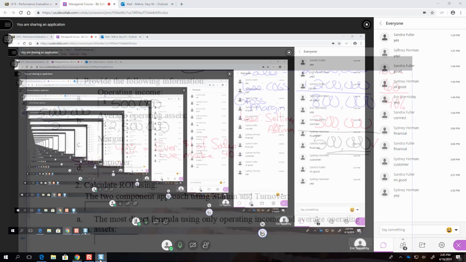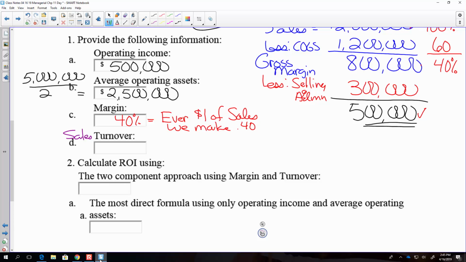Okay. We've done this before. It's sales over assets, right? 2 million over my average operating assets, which were 2,500,000. So 0.8. That look right?